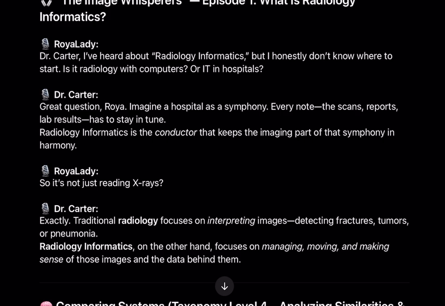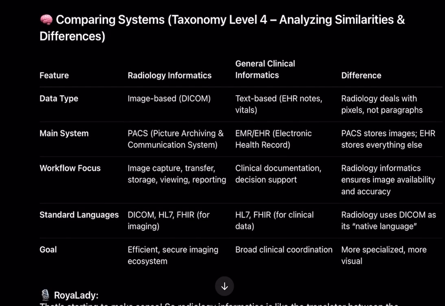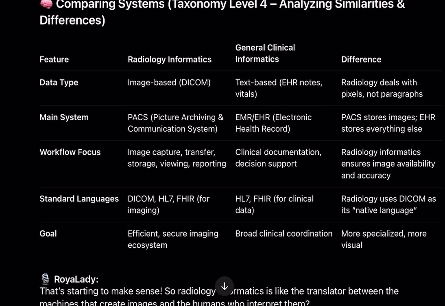Exactly. Traditional radiology focuses on interpreting images, detecting fractures, tumors, or pneumonia. Radiology informatics, on the other hand, focuses on managing, moving, and making sense of those images and the data behind them. Comparing systems, taxonomy level 4, analyzing similarities and differences. Feature: radiology informatics versus general clinical informatics. Data type: image-based, DICOM, versus text-based, EHR notes, vitals. Radiology deals with pixels, not paragraphs.